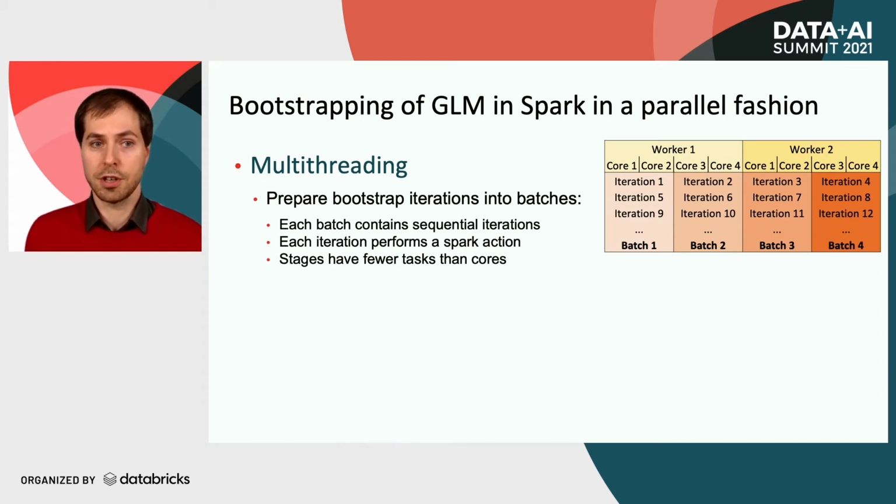Because each iteration will perform a Spark action, that means it will produce some tasks that will need to go to some cores. You need to prepare the data in such a way that the stages in those iterations will have fewer tasks than you have cores in the cluster. So you have to repartition your data and size the cluster in such a way that you can actually fit these batches next to each other. I will talk a bit about that in a moment.